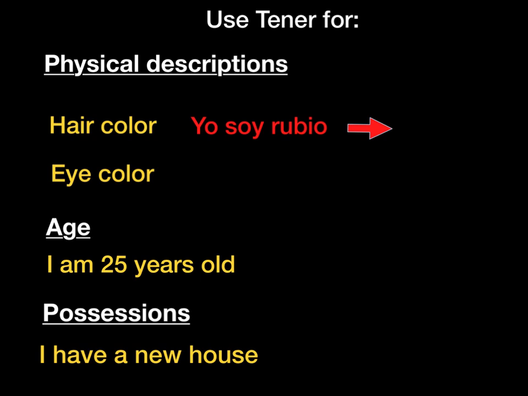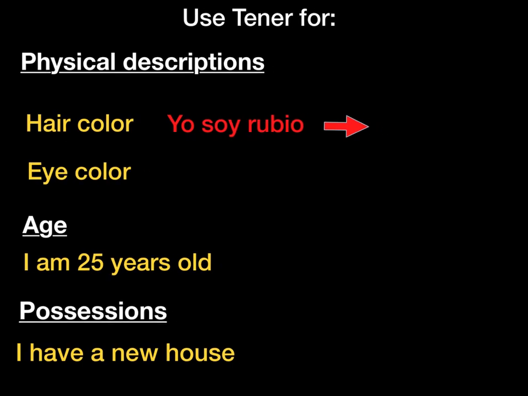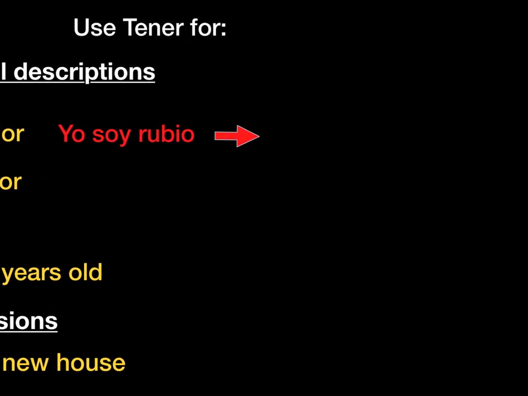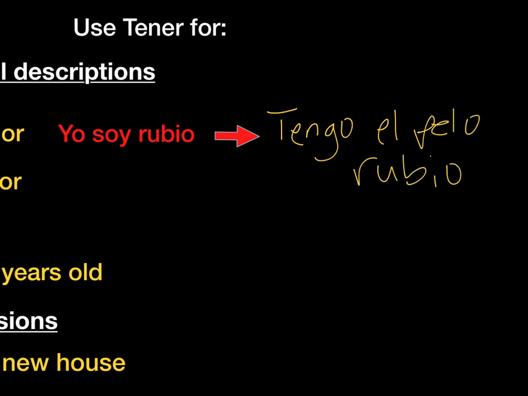Okay, so let's take a look at what we're going to do with tener. We start with physical descriptions. So hair color, we already know a little bit about hair color. For example, if I say yo soy rubio, well, I'm obviously not, but this is the example. Soy rubio means I am blonde. That's describing what I am. But now that we know how to use tener, we can actually say tengo, I have, el pelo rubio. I have blonde hair.